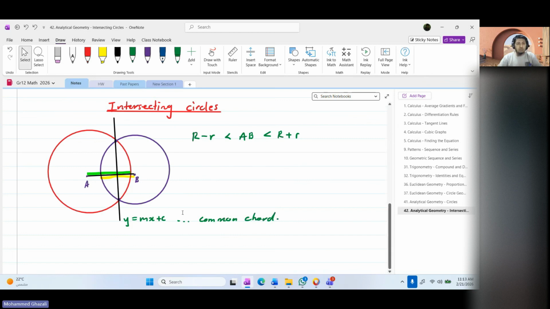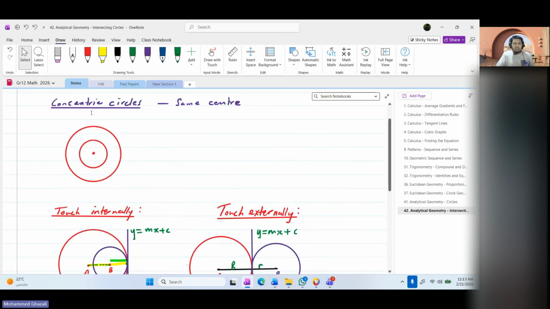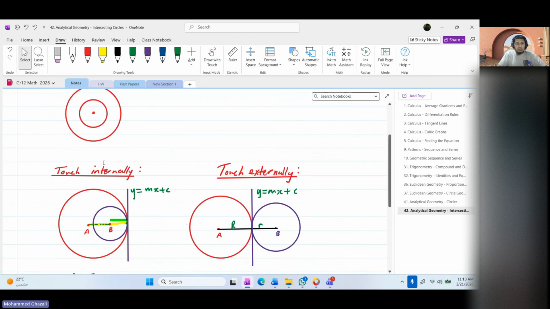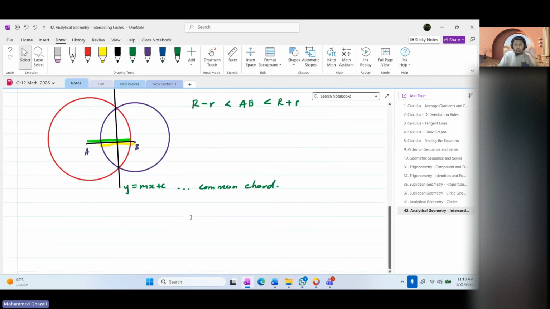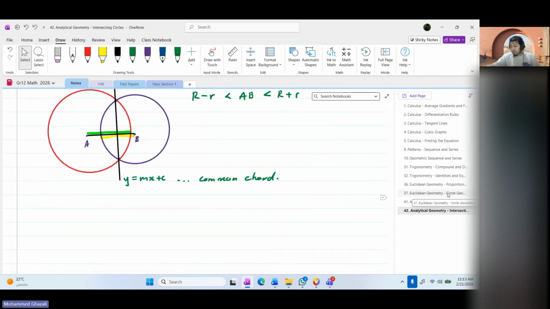This is a common chord. All right. So far in intersecting circle, well, the first one is just basic knowledge. We got 1, 2, 3, right? 3 inequalities. Well, 2 equations, 1 inequality. Now there are 2 more cases, right? When the circles touch externally, they do not touch at all. So what is it? Do not touch.